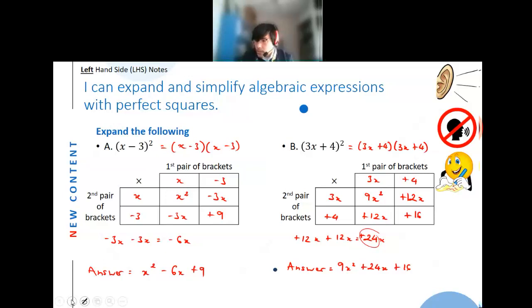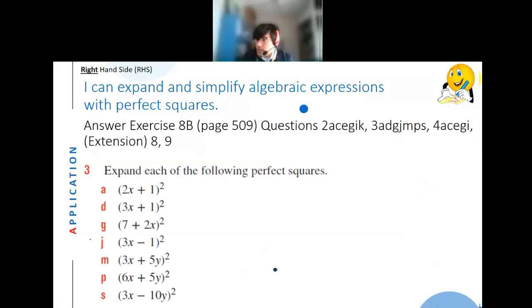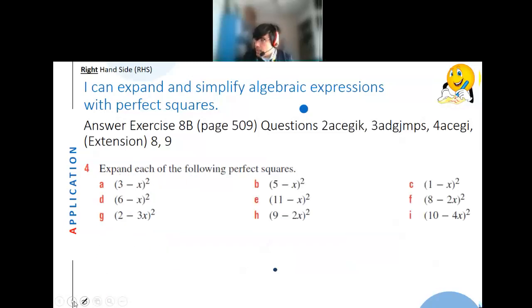So the questions that I would like you to do: question 2, A, C, E, G, I, K. Then question 3, just the ones on the left-hand side, A, D, G, J, M, P, S. Then question 4, A, C, G, I. I hope that these would give you some good practice with this skill.